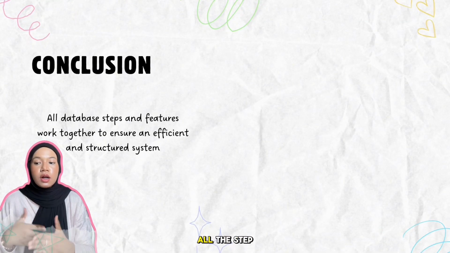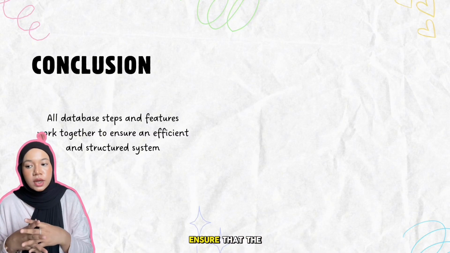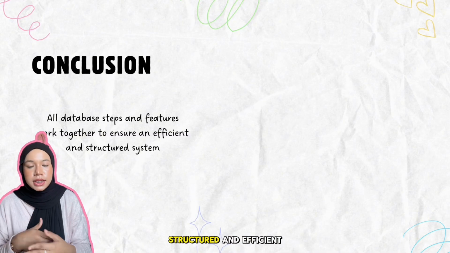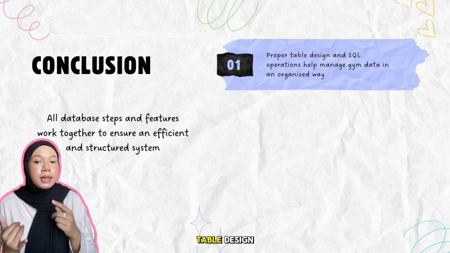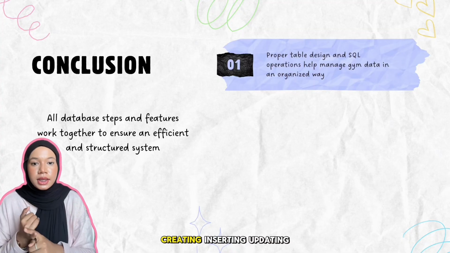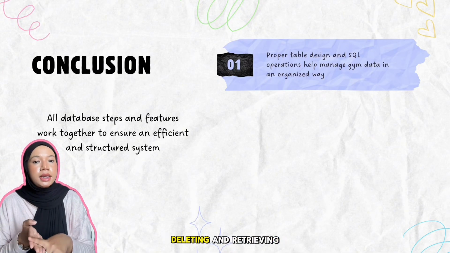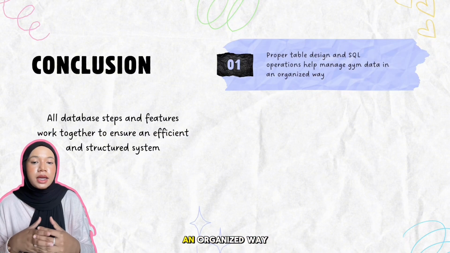So, in conclusion, all the steps and features implemented in our database work together to ensure that the system operates in a structured and efficient manner. By using proper table design, relationships, and SQL operations, such as creating, inserting, updating, deleting, and retrieving data, we are able to manage gym information in an organized way.